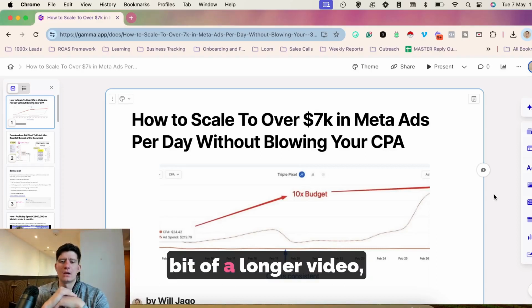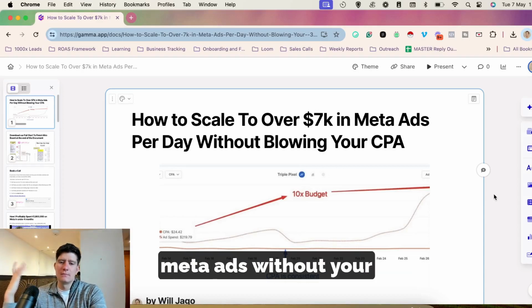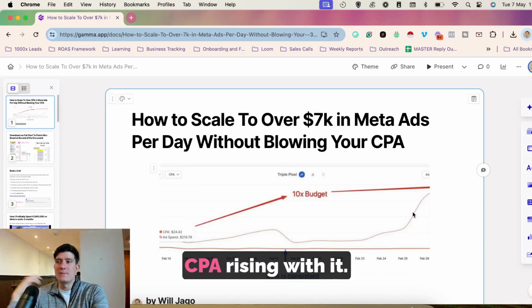So this is going to be a little bit of a longer video, but it's integral to know if you want to be able to scale Meta ads without your CPA rising with it.